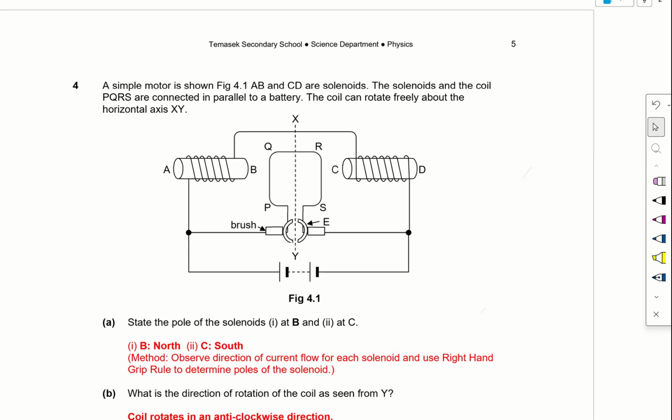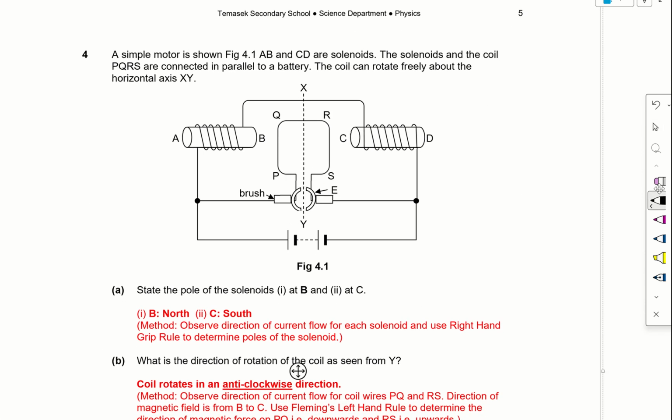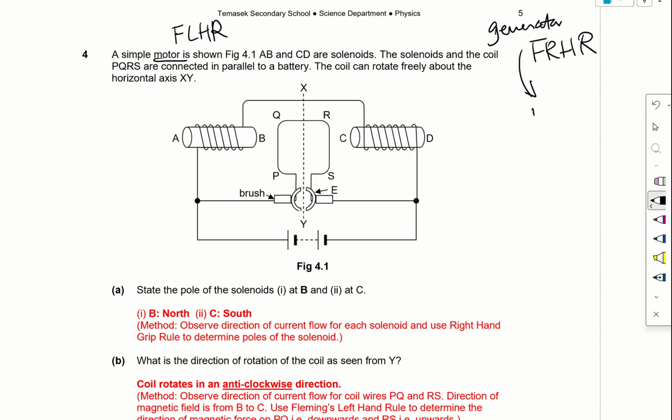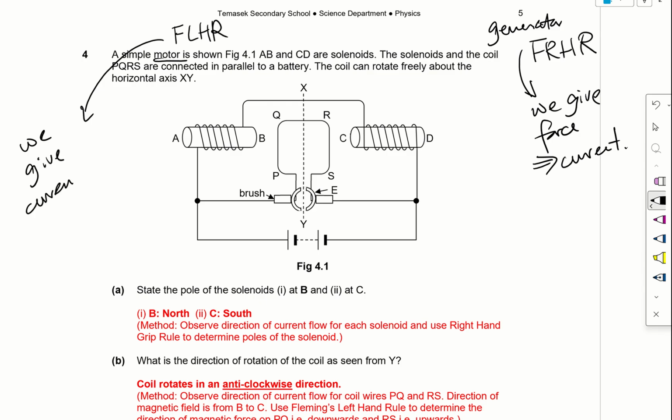Okay, question 4, a simple motor is shown. Whenever you see a motor, you know you have to use Fleming's left hand rule. Whenever you see a generator, you have to use Fleming's right hand rule. So for a generator, we give force, we get current. Motor is the other way. We give current, and there will be a force produced.